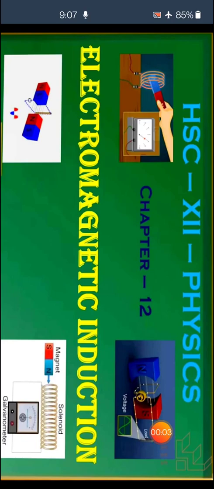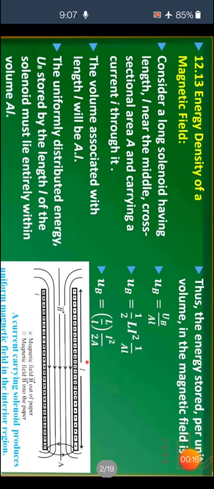Good morning, friends. Now, in chapter number 12, Electromagnetic Induction, in this chapter, we have studied our next topic: energy density of a magnetic field. Consider a long solenoid having length small l, near the middle, cross sectional area capital A, and carrying a current I through it.